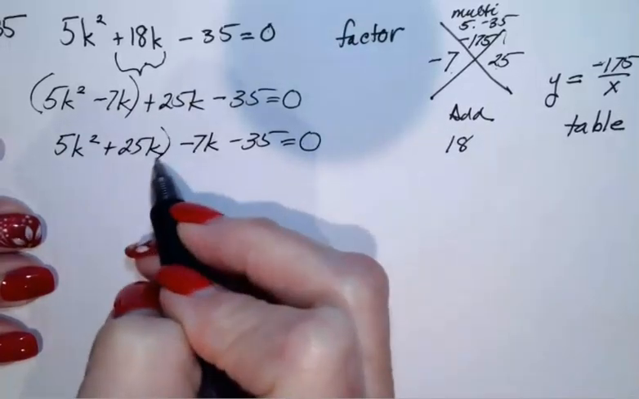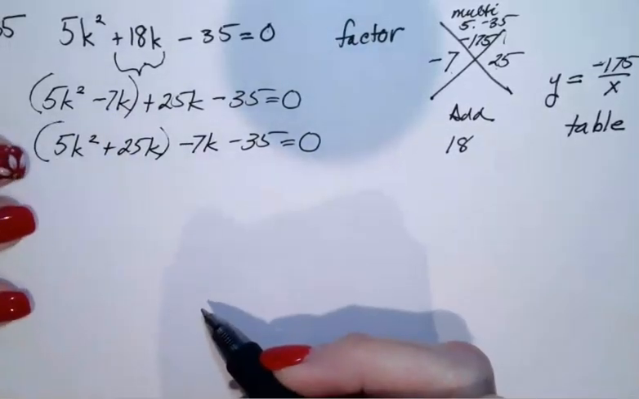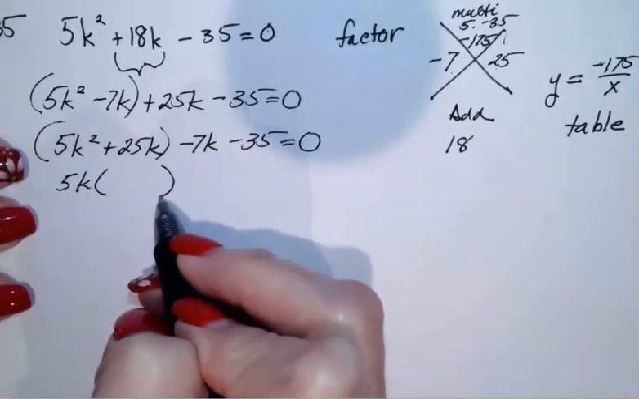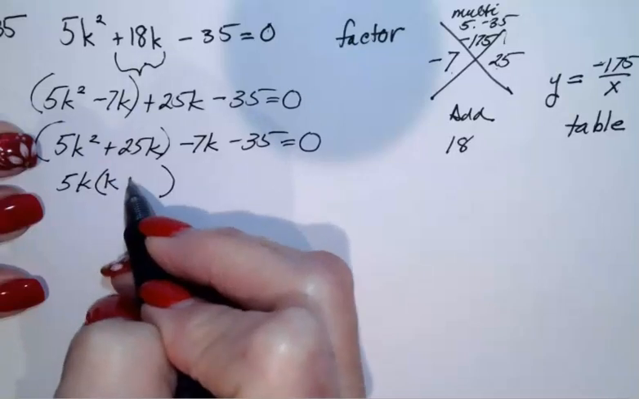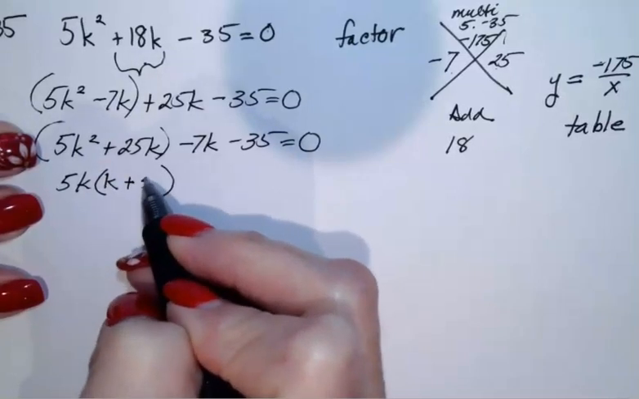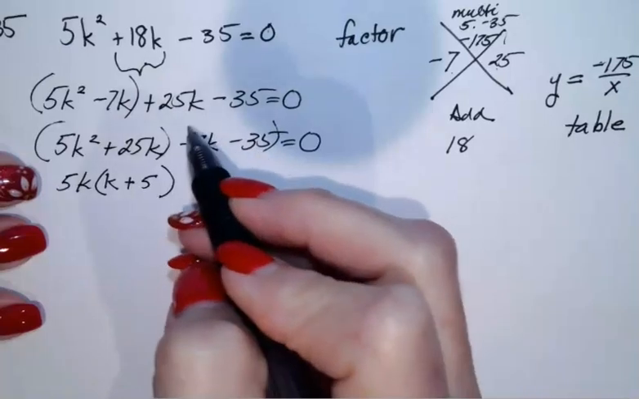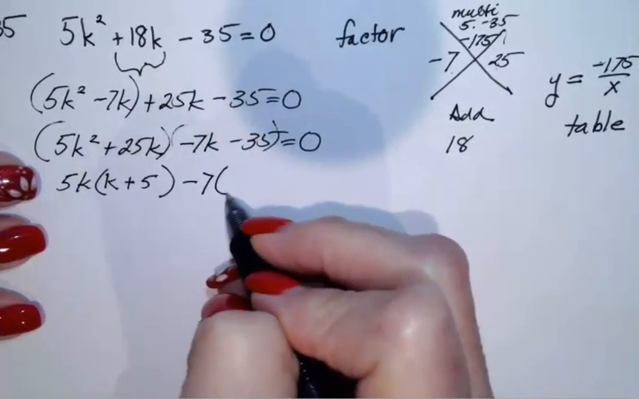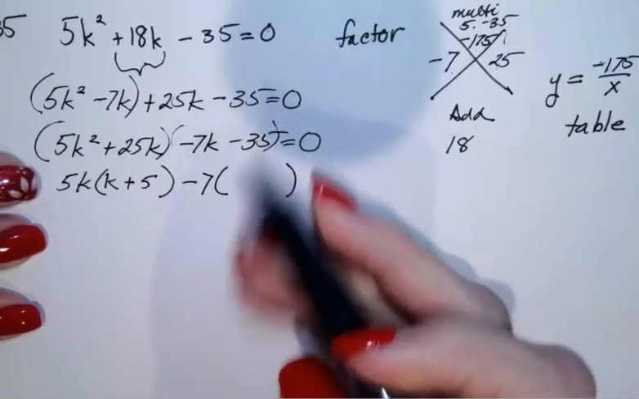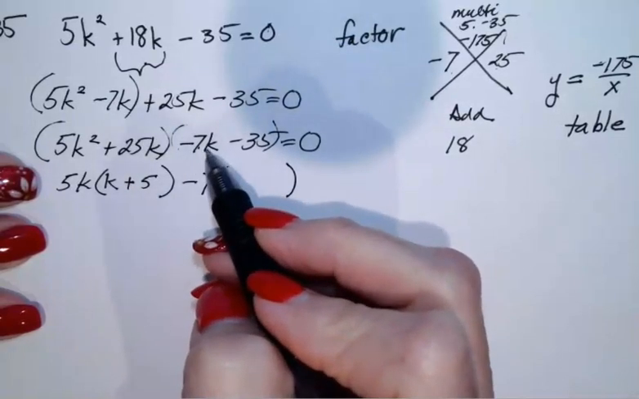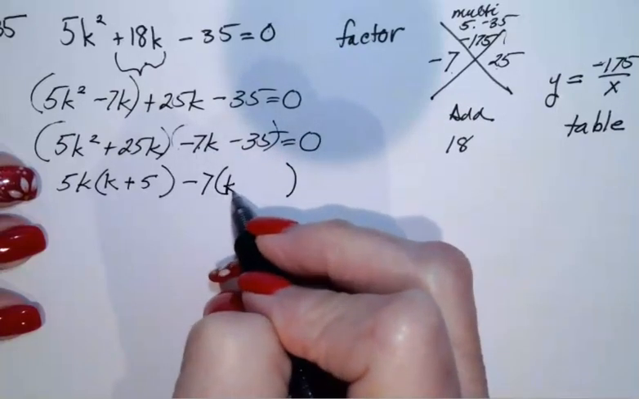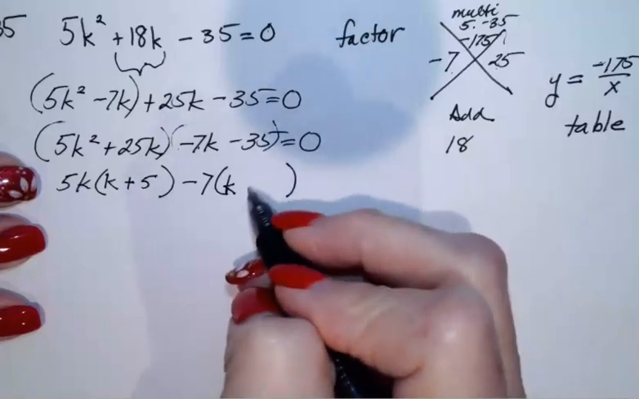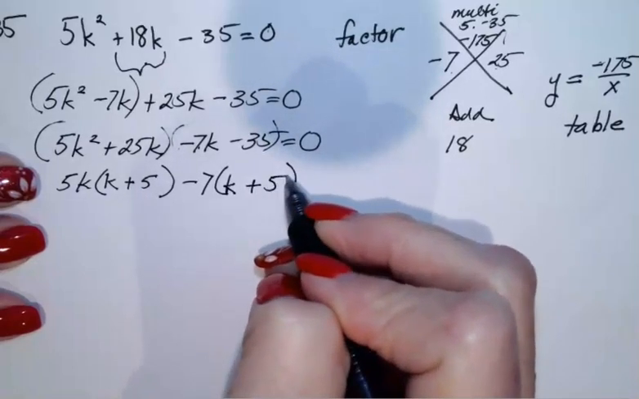All right, now there is something I can take out. So I'm going to take out 5k, and that's going to leave k plus 5. All right, now I'm going to go right here. I have to take out negative 7. Now be very careful about your negatives right here. If I take the negative 7 out of this one, it's just a k. And if I take a negative 7 out of this one, it's just a plus 5.